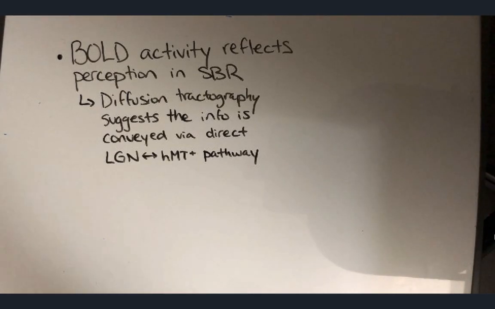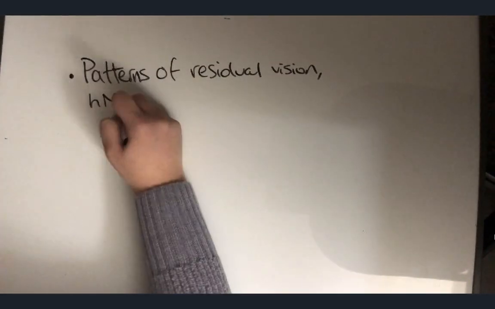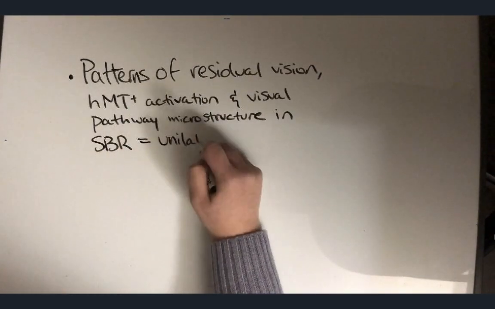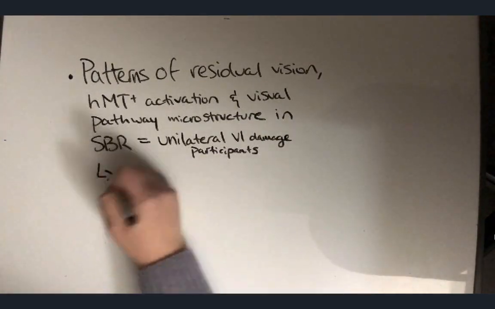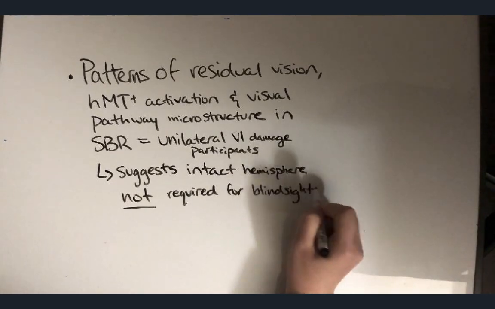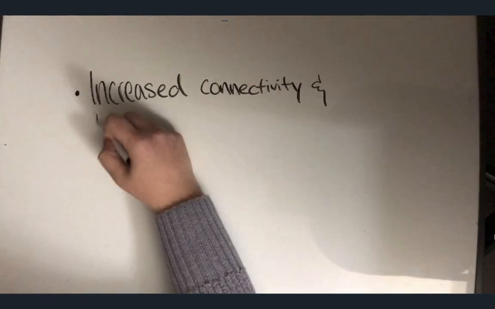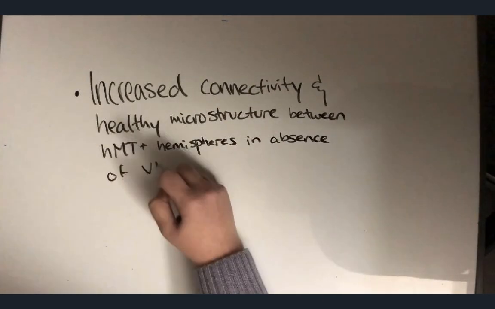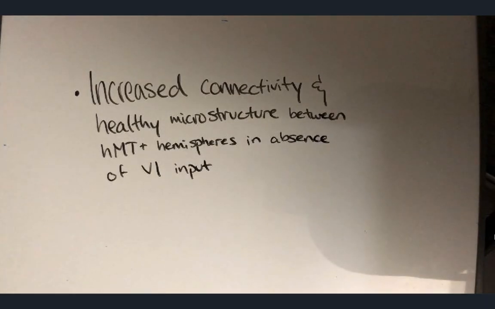Levels of residual vision and impaired integrity of the LGN-V1 pathway in patient SBR are equivalent to those seen in unilateral V1 damaged patients, suggesting that functional ability in one hemisphere is not required for blindsight. Setting SBR apart from the unilateral damaged patients, however, was an increased connectivity between the hemispheres of the HMT in absence of V1 input, meaning inter-hemispheric communication in the HMT may also be driving his blindsight abilities.